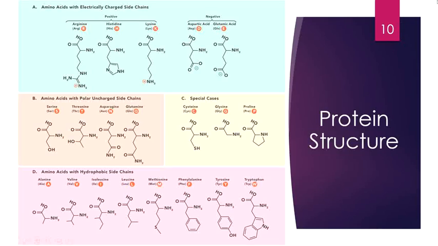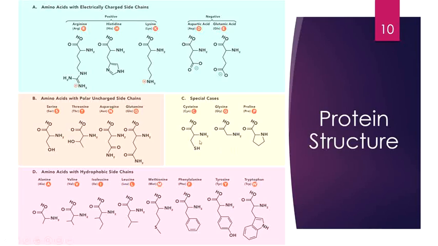For example, there are amino acids which have a charged side chain. Some of them have a positively charged side chain, some of them have a negatively charged side chain. Again, there are some amino acids which have polar uncharged side chains, and a few of the amino acids that have hydrophobic side chains. But there are some special cases, glycine, proline and cysteine, which have unique side chains.